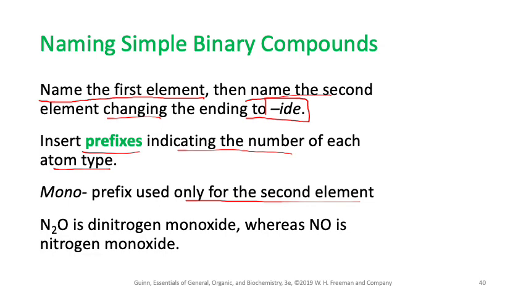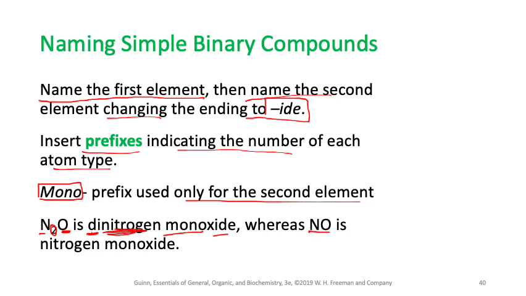For example, the compound N2O. How many nitrogen atoms do you have in this compound? 2. So the prefix for the first non-metal is di, because 2 means di. The name of the element is nitrogen, so dinitrogen. Then you have to write the prefix for the second non-metal, even though it is 1. For 1 the prefix is mono. Then oxygen is oxide, so the name is dinitrogen monoxide.